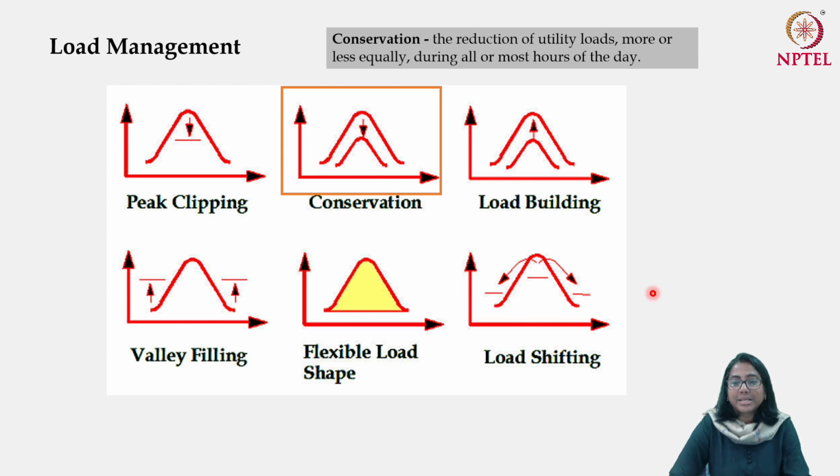Another important strategy of load management is called conservation. So conservation is basically the reduction in utility loads more or less equally during the entire period of the day. So here in this diagram you can see that there is almost a parallel shift of the load curve downward. When does this happen? This is actually evident when you employ some sort of energy efficient equipment. So energy efficiency is one of the main reasons behind having this kind of conservation activities.